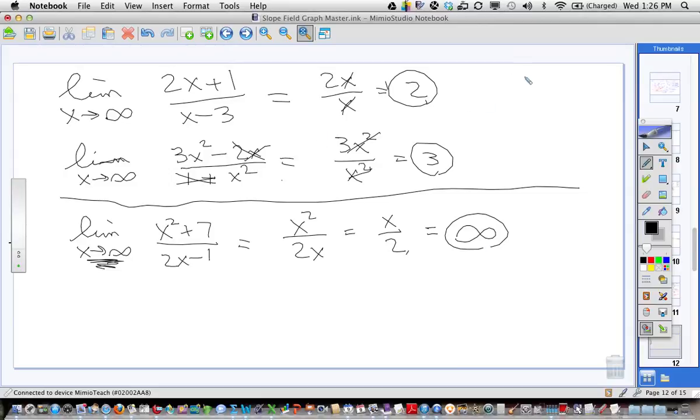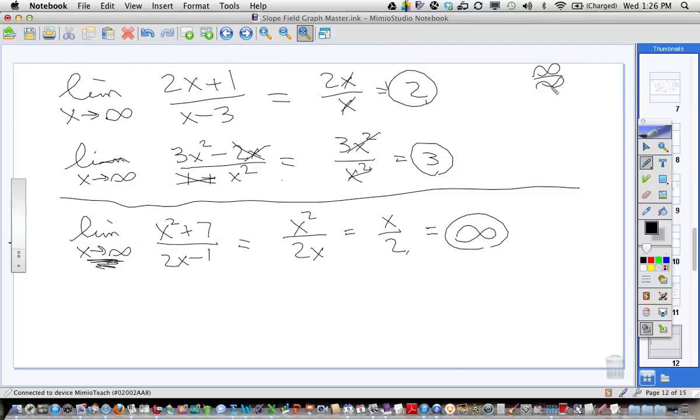All of these problems, we could say, are infinity over infinity problems. That's something we're going to talk more about tomorrow. All of these problems are basically infinity over infinity. Now, you might think that that's 1. Well, we've just shown it's not, right? It's not 1. In this case, it was 2. In this case, it was 3.